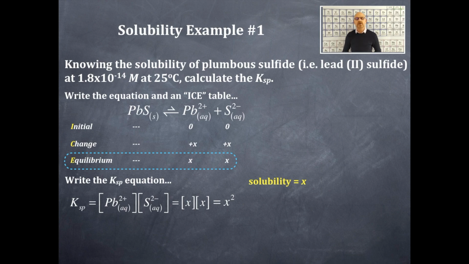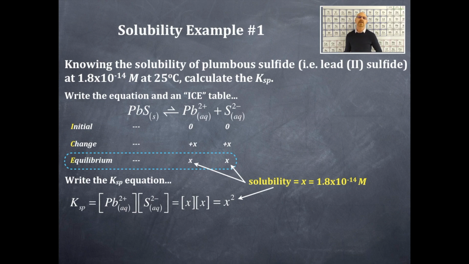When we solve for x, that is the solubility. We are given the solubility in this particular problem. That's 1.8 times 10 to the negative 14. The solubility is equal to the lead ion concentration and the sulfide ion concentration individually, so that is also going to be plugged into the Ksp expression in terms of x. So what is x? Well, it's given to us. x is 1.8 times 10 to the negative 14 molar. That is the solubility. That is equal to x.